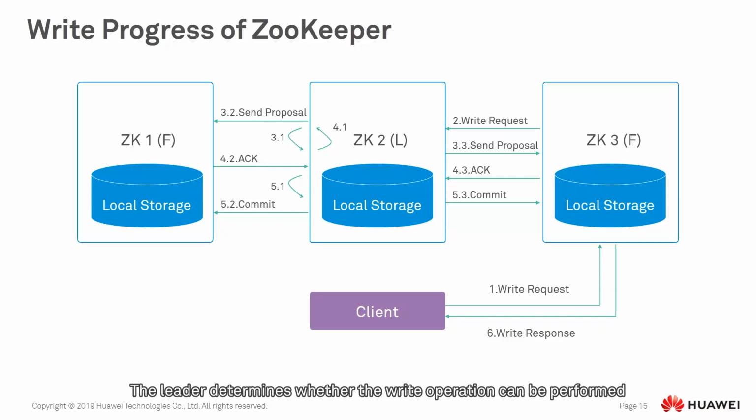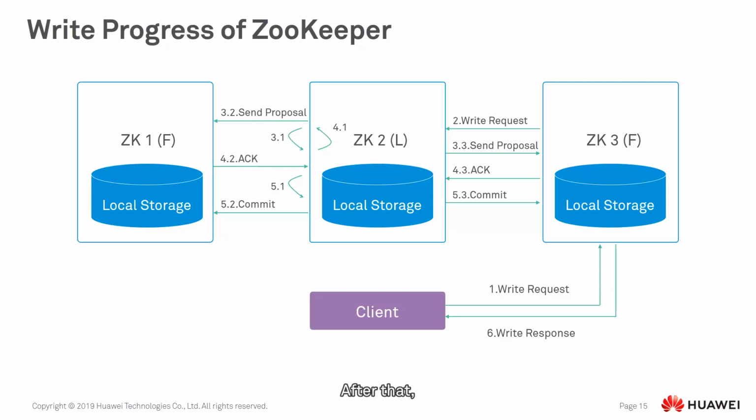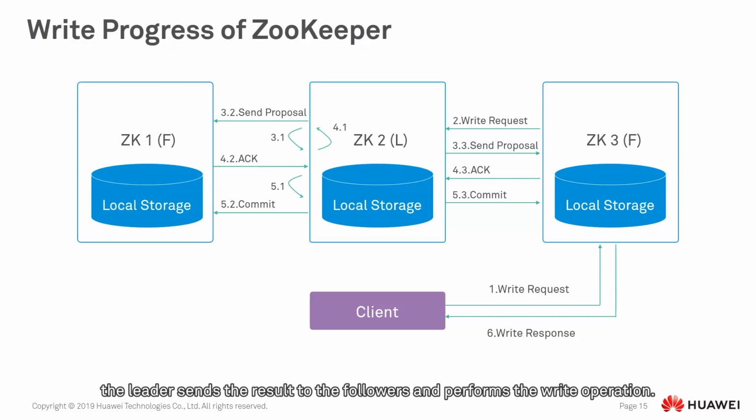The leader determines whether the write operation can be performed based on the ACK messages. If the number of nodes that can perform the write operation is greater than 50% of the total instances, the write operation can be performed. After that, the leader sends the result to the followers and performs the write operation. Then the leader data is synchronized to the followers. The whole write operation is complete.